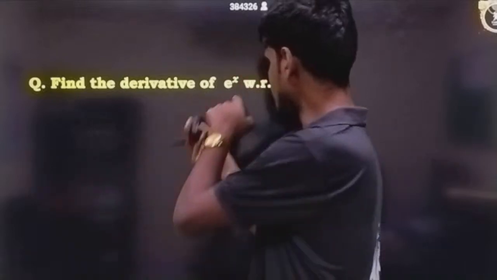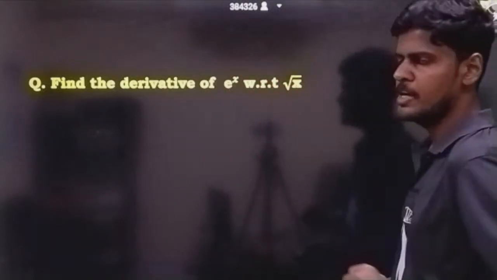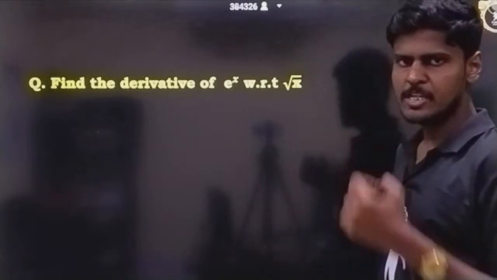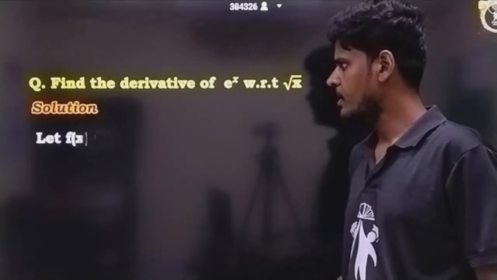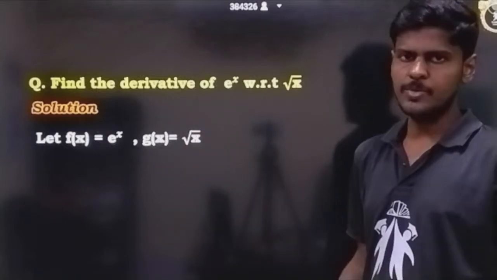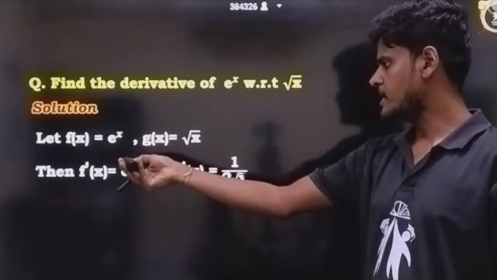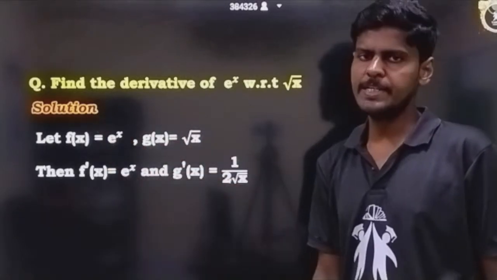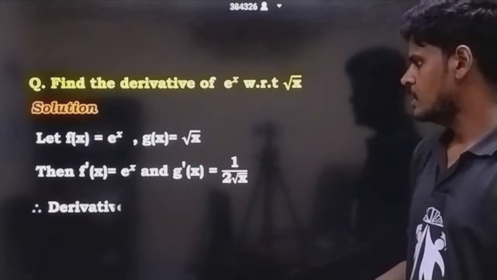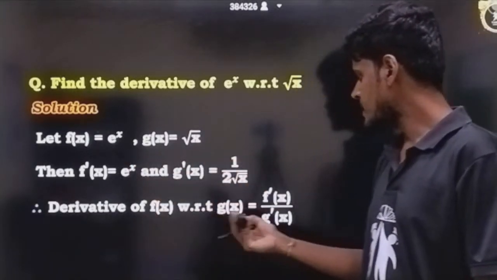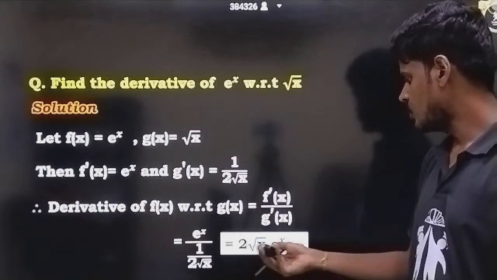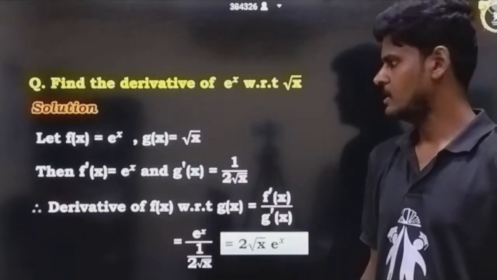Next question, find the derivative of e power x with respect to root x. Again, the derivative of this is f of x and this will be g of x. What is the formula? f dash of x divided by g dash of x. So, f of x equal to e power x, g of x equal to root x. Then f dash of x is the derivative of e power x, which is e power x, and the derivative of root x is 1 by 2 root x. So, the final answer is e power x divided by 1 by 2 root x. That will be 2 root x into e power x. Easy.